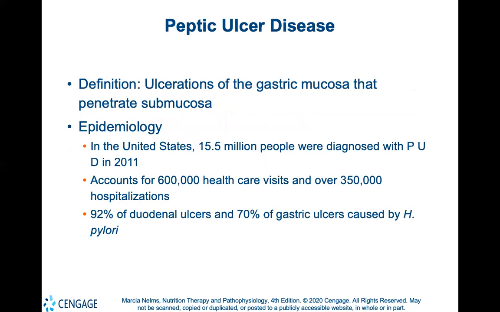Peptic ulcer disease involves ulceration of gastric or duodenal mucosa that penetrates the submucosa. They usually occur in the antrum of the stomach or in the first few centimeters of the duodenum. In the US, 15.5 million people were diagnosed with peptic ulcer disease in 2011. Peptic ulcer disease accounted for 600,000 healthcare visits and over 350,000 hospitalizations.